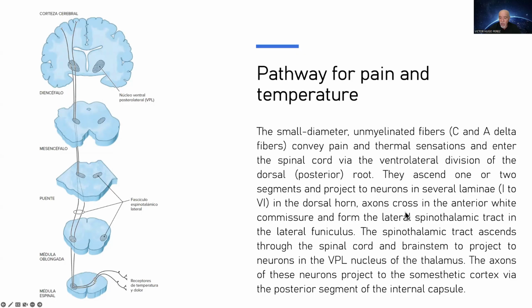So they ascend one or two segments and project to neurons in several laminae, 1 to 6 in the dorsal cord. Axons cross in the anterior white commissure and form the lateral spinothalamic tract in the lateral funiculus. The spinothalamic tract ascends through the spinal cord and brainstem to project to neurons in the ventral posterior lateral nucleus of the thalamus. The axons of these neurons project to the somesthetic cortex via the posterior segment of the internal capsule.